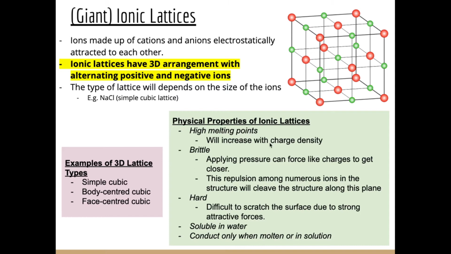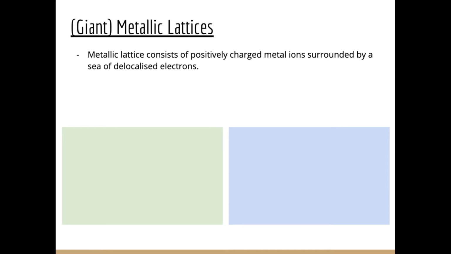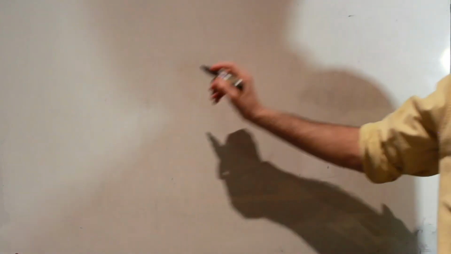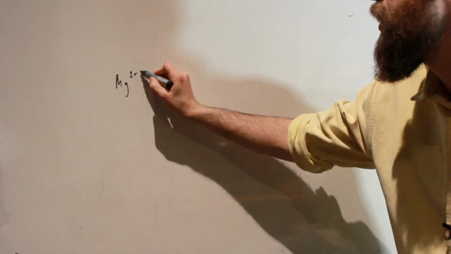And that's when we get these different kinds of lattices. So onto our metallic lattices. If we think back to our metallic bonding model, our metallic lattices consist of positively charged metal ions surrounded by a sea of delocalized electrons. So if we have a metal such as magnesium, magnesium group 2, magnesium forms a 2+ ion.